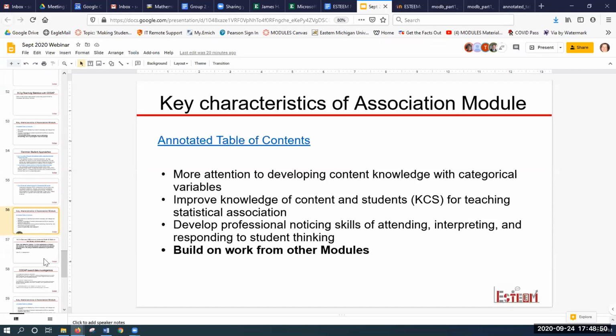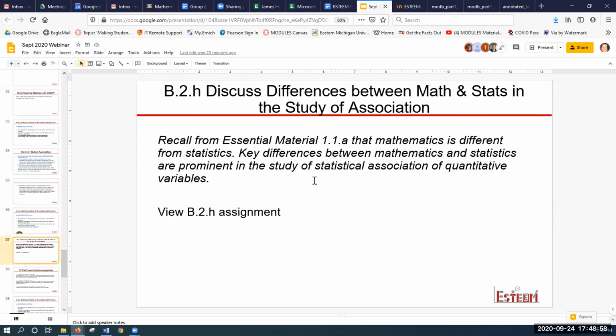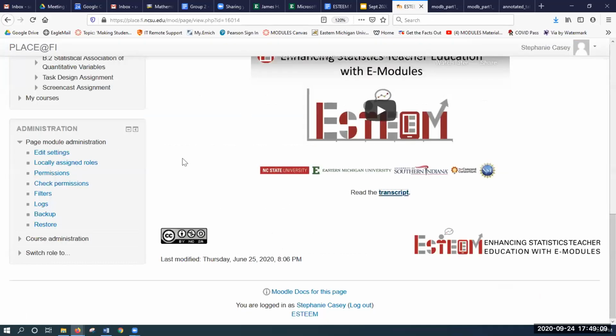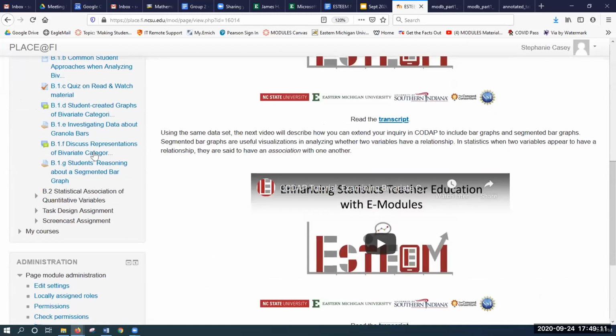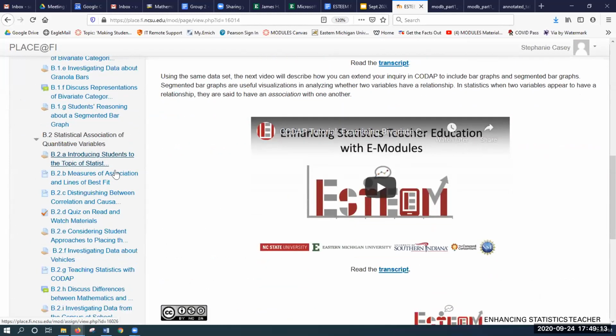We also build on the work from other modules. Like Holly Lynn said, we think it's really important to do the foundation module first and then we build on it. So some ways that we do that include this discussion where we talk about differences between mathematics and statistics in the study of association. So I'm going to show that assignment to you real quick. So it's B.2.H.